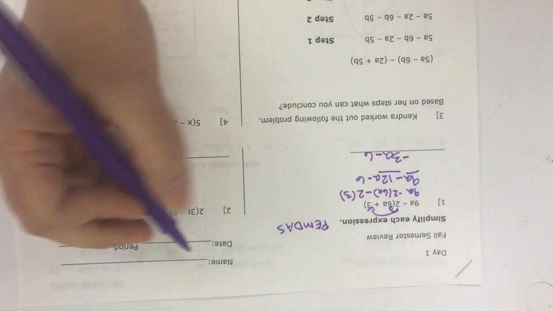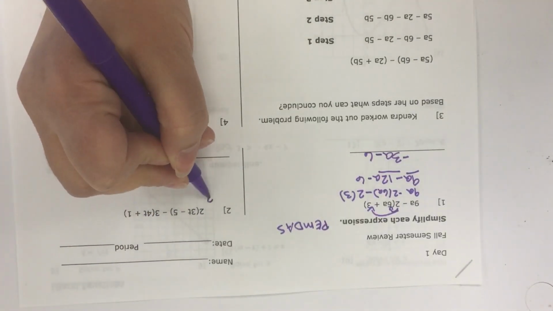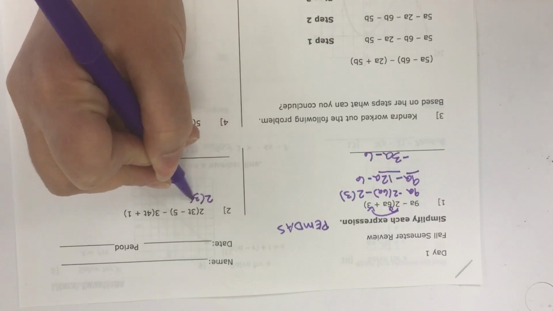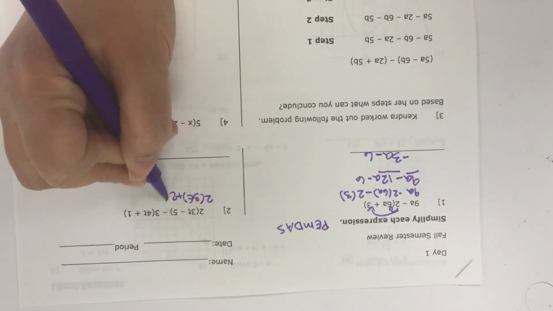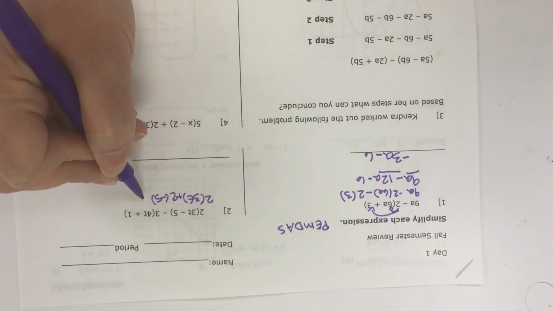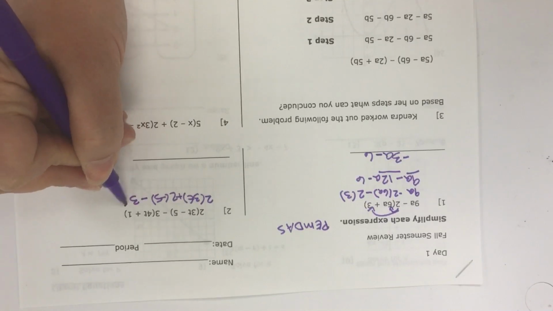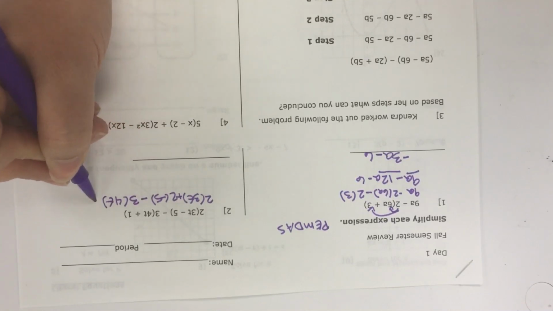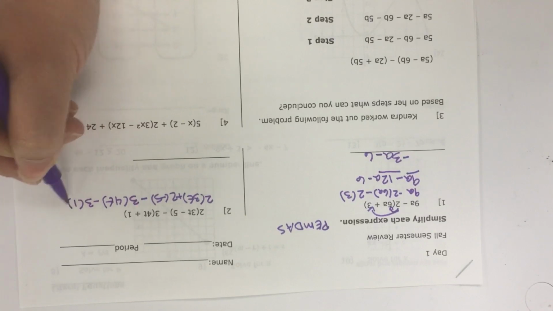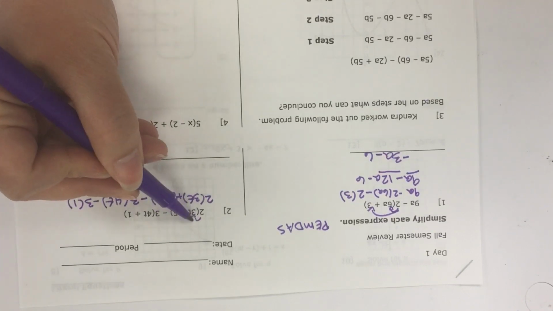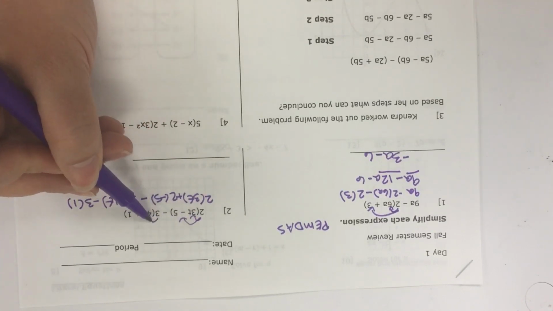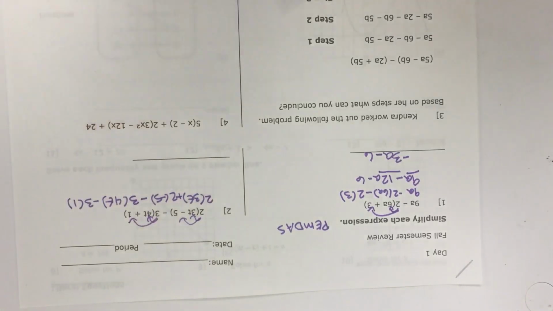For question 2, same thing, distribute. So 2 times 3t plus 2 times -5, minus 3 times 4t minus 3 times 1. Because we're distributing the 2 to everything in the first parenthesis, the -3 to everything in the second.